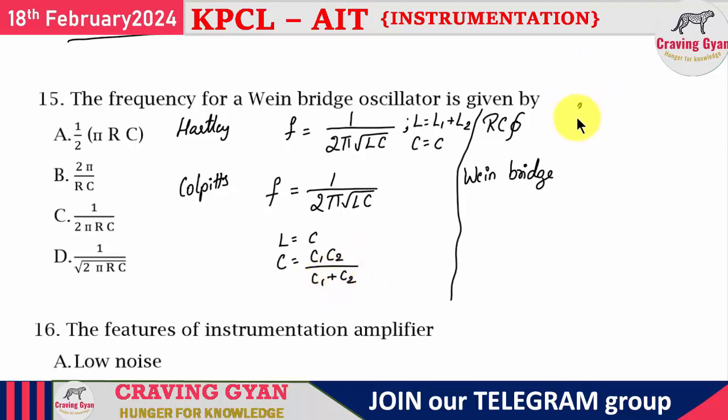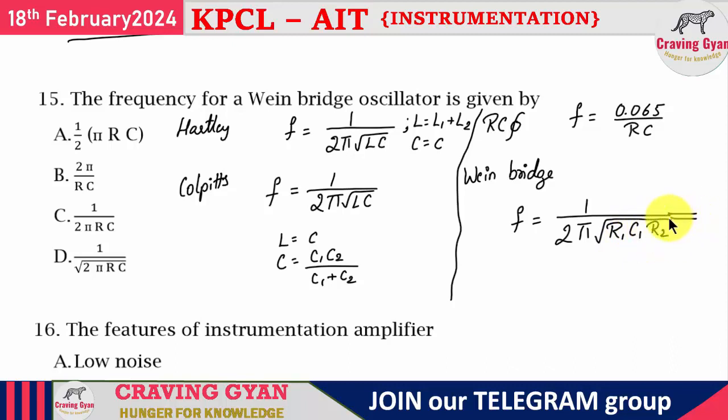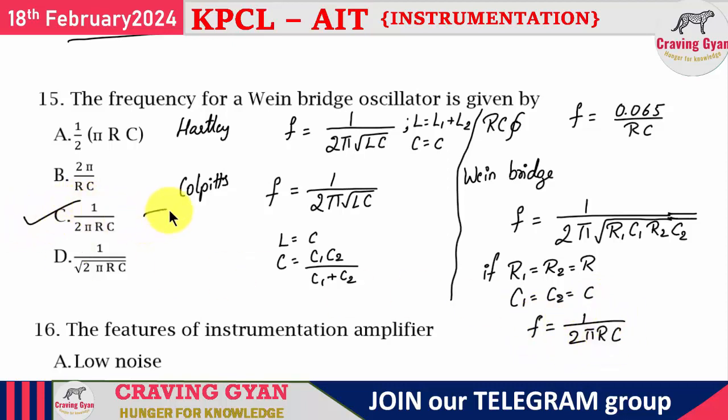But in the case of the RC phase shift oscillator, it is defined as 0.065 divided by RC, right? In the case of the Wien bridge oscillator, it is defined as 1 divided by 2 pi root of, so you will have two resistances R1, R2 and two capacitances in an op amp based configuration. If R1 equals R2 equals R, and C1 equals C2 equals C, the frequency of oscillation f equals 1 divided by 2 pi RC. Option C is going to follow.